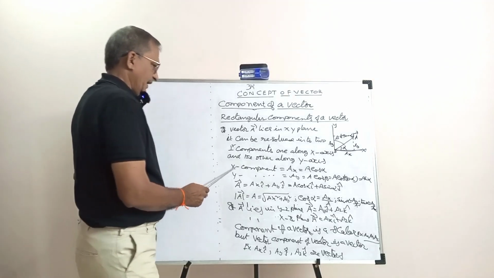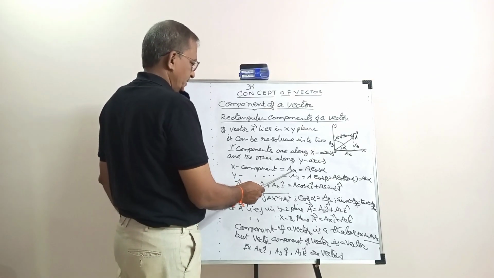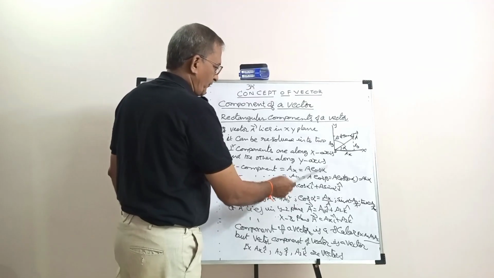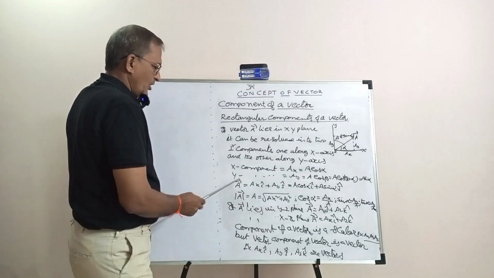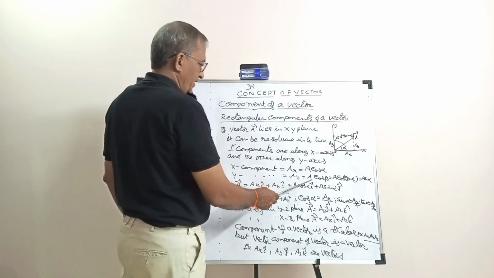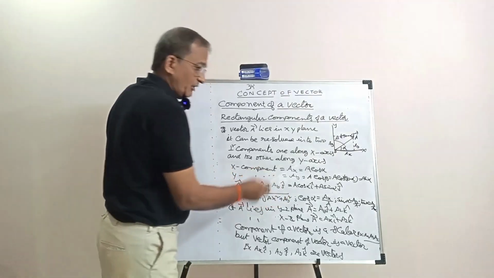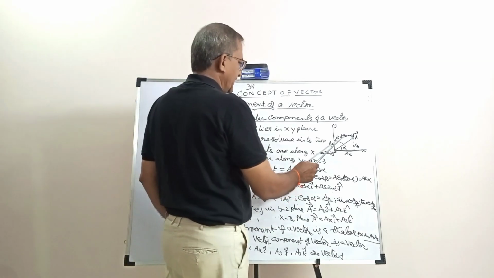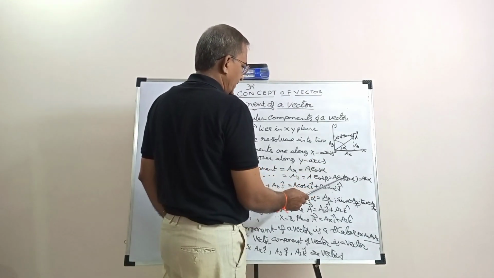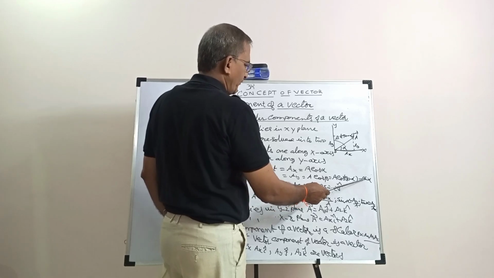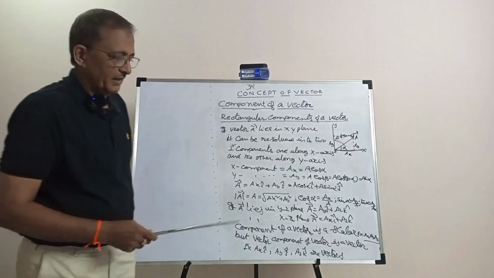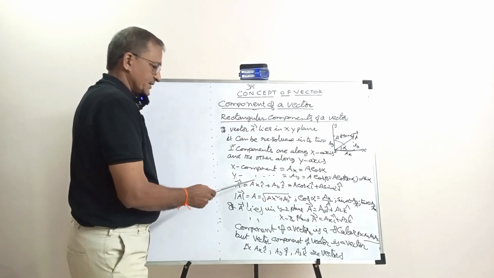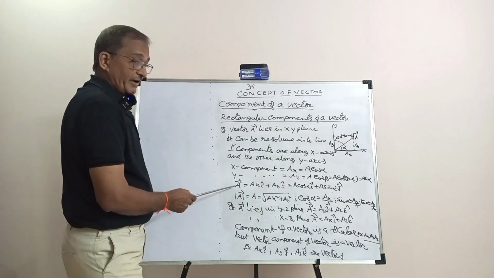Now, the x component of A bar is Ax equals A cos alpha, and the y component is Ay equals A cos beta. Component is always represented by the cos of the angle. But here, beta is nothing but 90 minus alpha. That's why it is A cos (90 minus alpha), which is A sin alpha. Hence, the sum of the components is equal to the given vector.